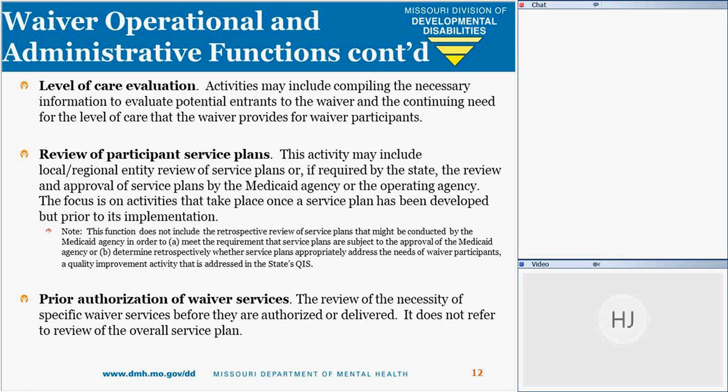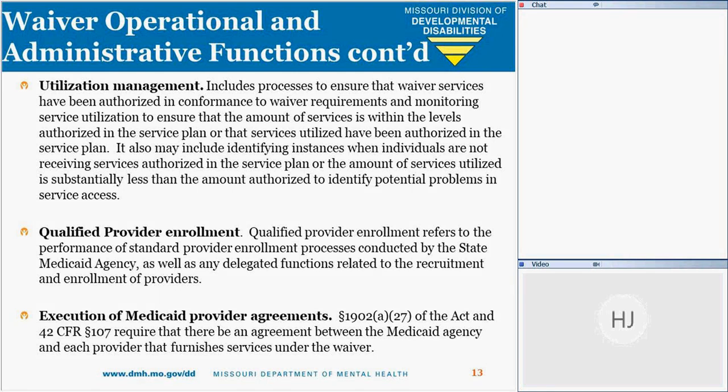Prior authorization of waiver services. This is the process of reviewing the necessity of services before the division actually authorizes and has those services delivered. So services being requested actually meet the needs of the individual. Another function is a process to ensure services have been authorized in conformance with the requirements and utilization is within the waiver limits. It's important to note that this monitors that individuals are receiving services that are authorized for.